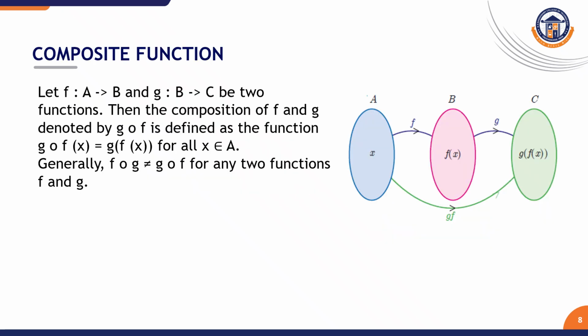Next, coming to the composite function. Now f from A to B and g from B to C be two functions, then the composition of f and g, denoted by g composite f, is defined as the function (g∘f)(x) = g(f(x)) for all x belongs to A. Generally, f composite g is not equal to g composite f for any two functions f and g. So, we can represent the composite function like this. f is a function from A to B, g is a function from B to C, g composite f is a function from A to C.